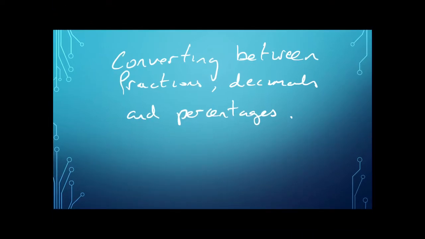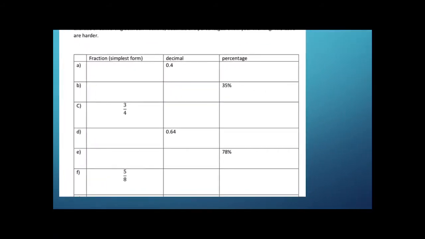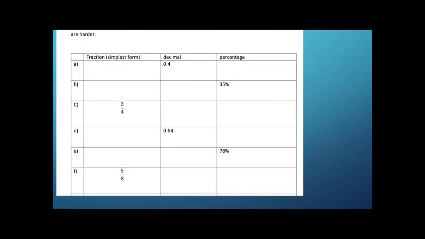We're going to do some more converting between fractions, decimals and percentages. Okay, so the first one, 0.4 as a percentage is 40%. As a fraction, that's 4/10, and that is 2/5.